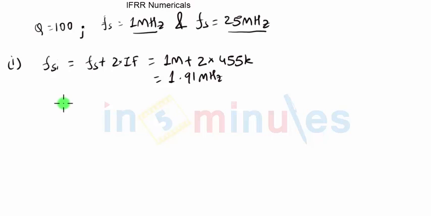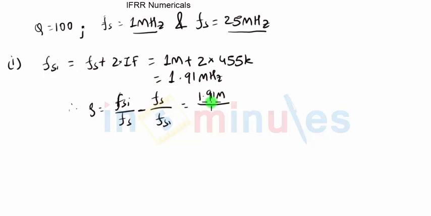Now I can calculate rho. Rho will be equal to FSI upon Fs minus Fs upon FSI, which will be 1.91 mega upon 1 mega, minus 1 mega upon 1.91 mega. When you take this ratio and the difference, rho will be equal to 1.386.